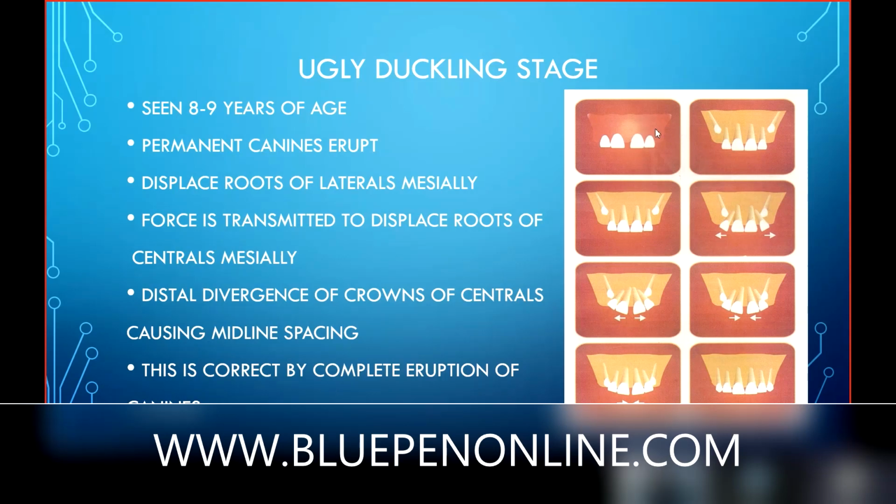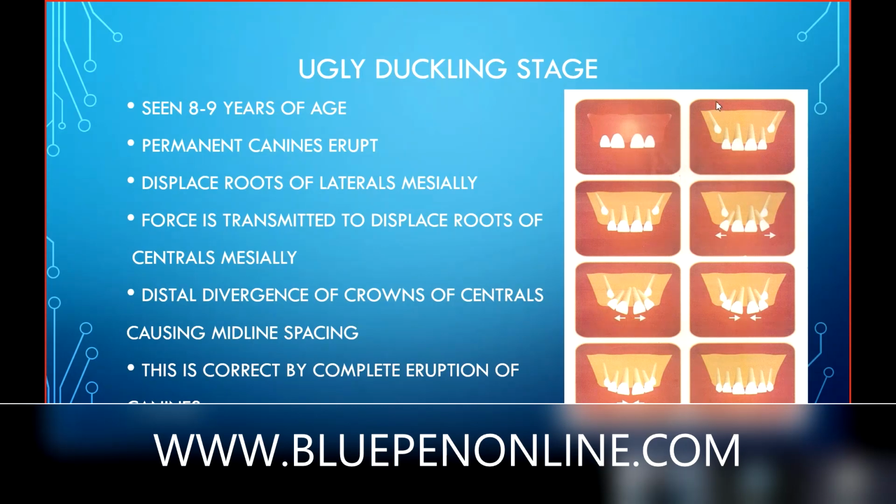Initially when the centrals and laterals come, you have a big space in between, and the teeth are usually bigger in size. They look huge and very ugly, so it's called the ugly duckling stage. Centrals come, laterals come, but you have this midline gapping, midline space. It is a natural phenomenon that usually happens when the permanent canines come.